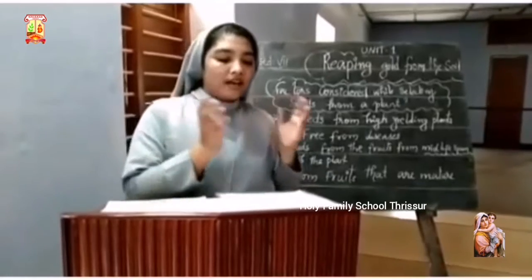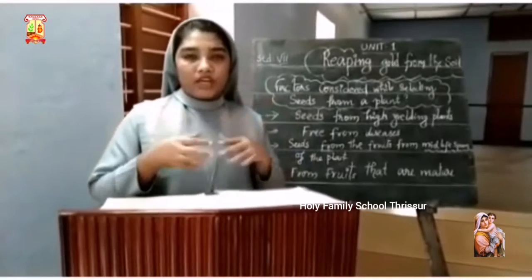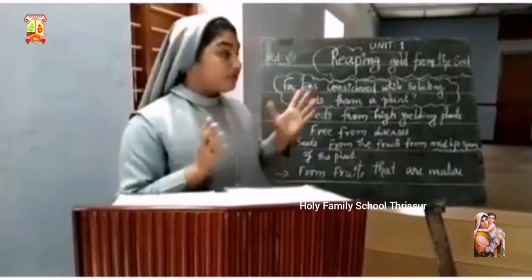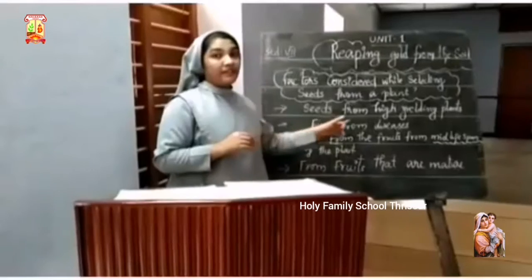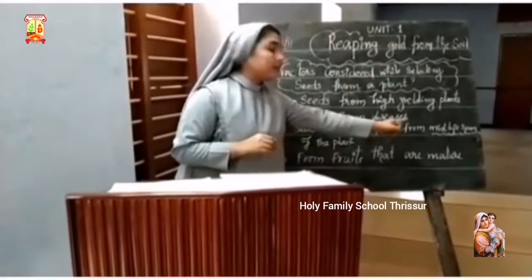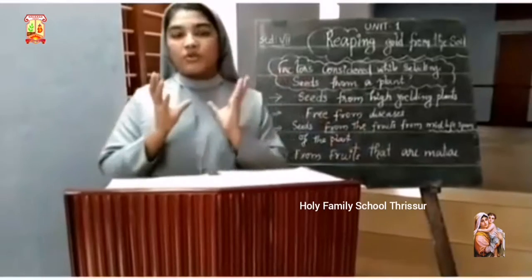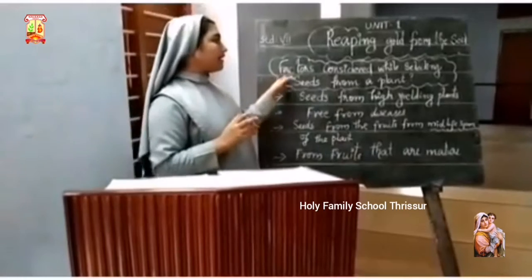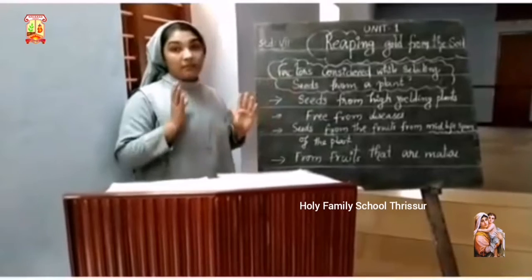Okay, so these are the factors to be considered for collecting seeds from the plant. These should be in our mind. What are they? Once more: seeds from high yielding plants that are free from diseases, and seeds from fruits of the mid lifespan. And one more is seeds from fruits that are matured. These four factors are the main factors.